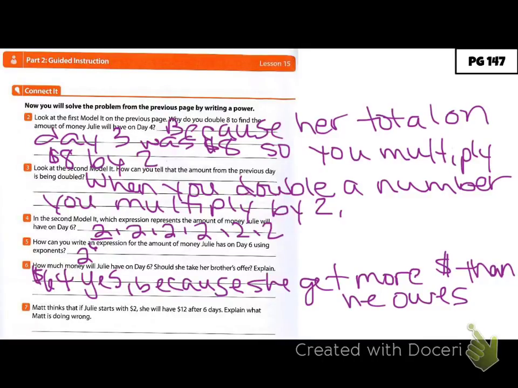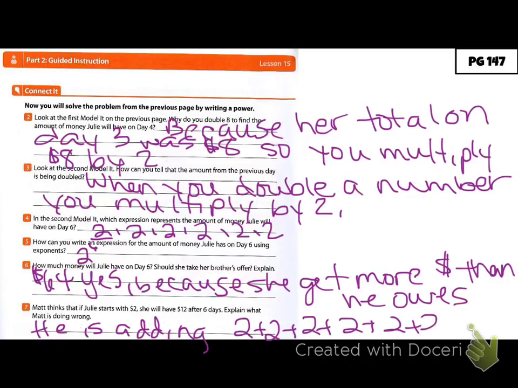Number 7, Matt thinks that if Julie starts with $2, she will have $12 after 6 days. Explain what Matt is doing wrong. Well, Matt's looking at it as adding. He is doing 2 plus 2 plus 2 plus 2 plus 2 plus 2. And that equals $14 instead of the correct total.